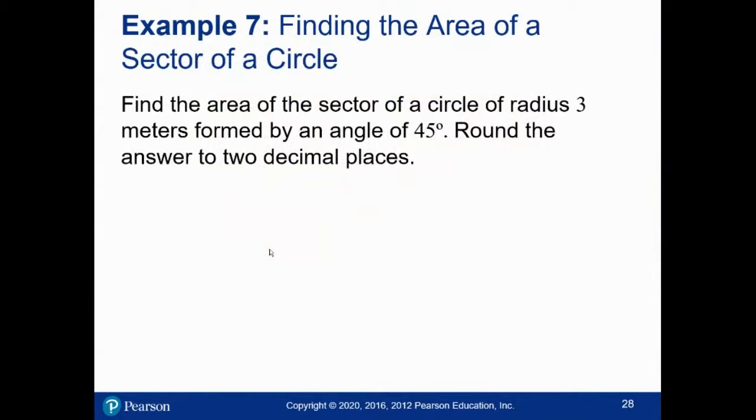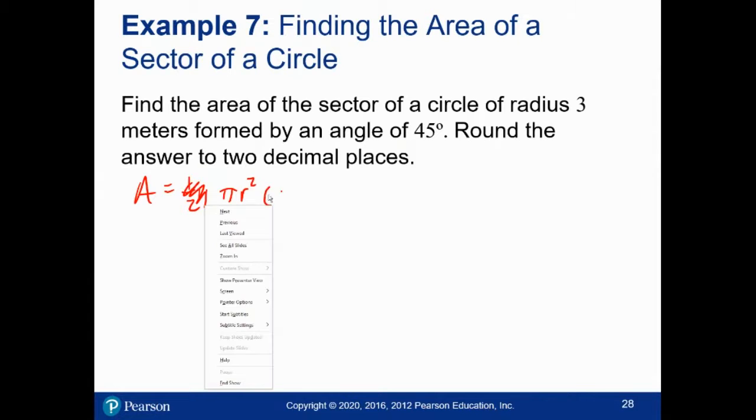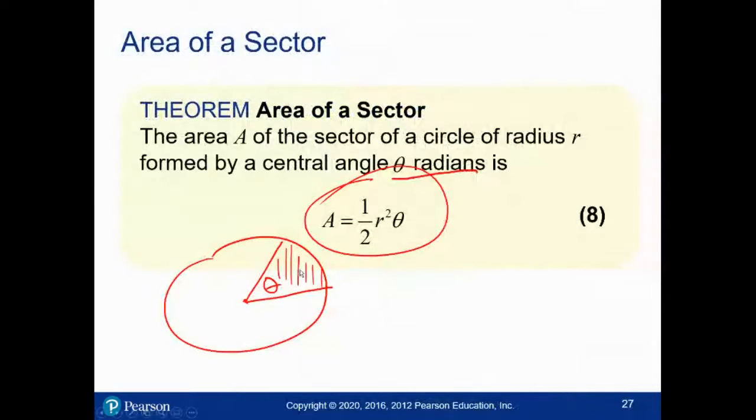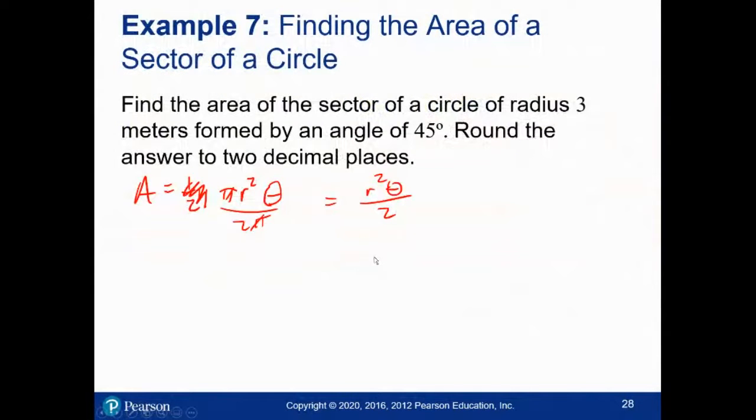So find the area of a sector if the circle has radius 3 and the angle is 45 degrees. Well, we've got this formula. The area is pi r squared times theta out of 2 pi. The pi's cancel. Sorry, I'm just remembering the formula. Yes, it is r squared theta over 2. I got the formula: 1/2 r squared theta. Right, that's it. Okay, sorry about that.